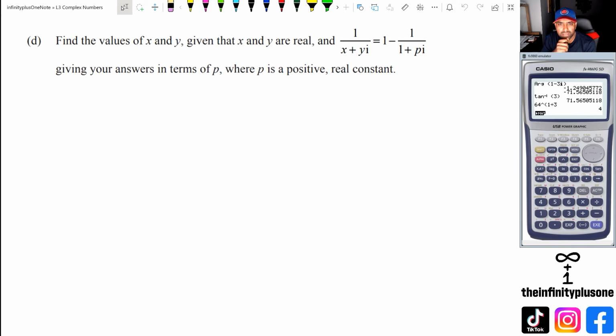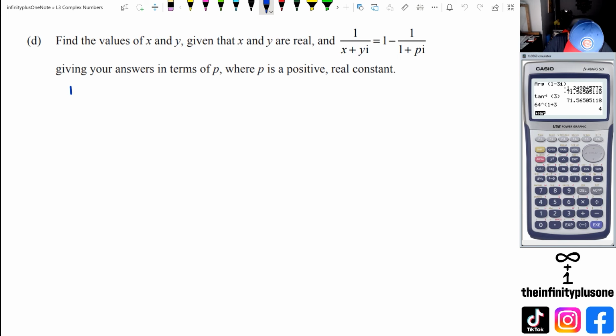Give your answers in terms of p, where p is a positive real constant as well. So with this question, we've been asked to figure out what x and y are. I guess the problem is that x plus yi is in the denominator, so we've got to try and bring it to the numerator first. If we can, then we can match the real to the real values and the imaginary to the imaginary values.